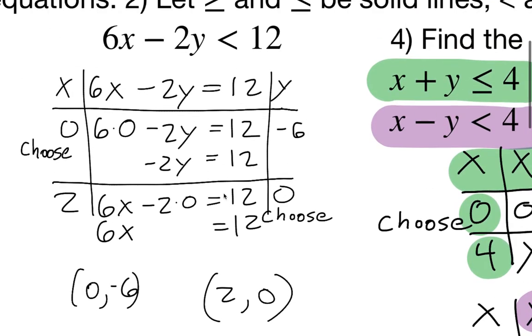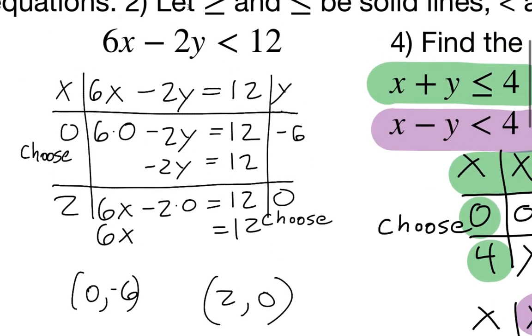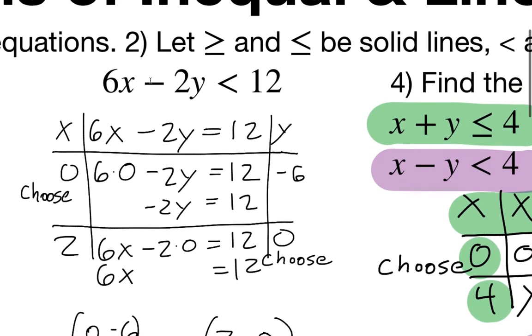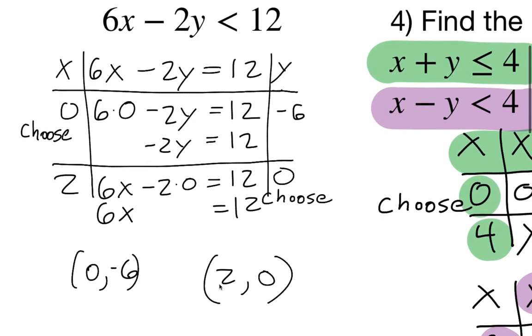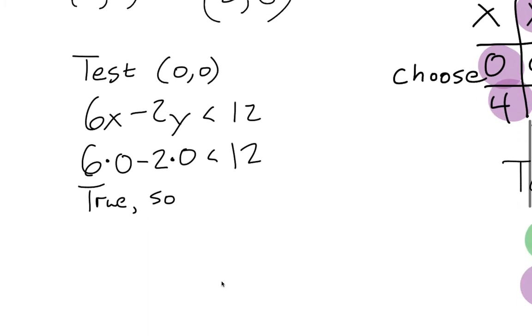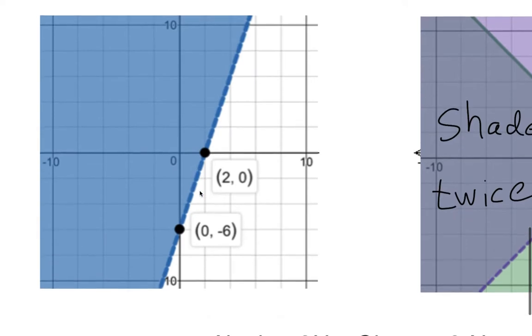Because, for example, if you were to plug in (2, 0), this would be 12. 12 is not less than 12. So (2, 0) itself is not a solution, although it is on the boundary. Let's take a test point, (0, 0).